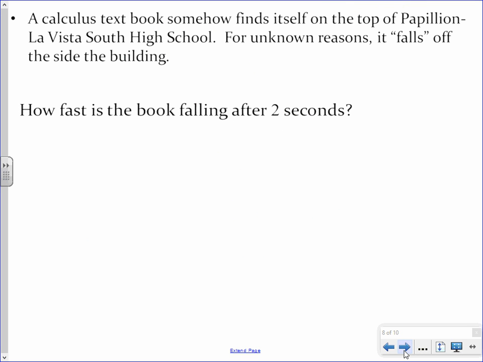A calculus textbook somehow finds itself on top of Papillion La Vista South High School. For unknown reasons, it falls off the side of the building. No one would ever do that with their book, right? Okay. How fast is the book falling after 2 seconds? I would like you to take a few seconds and talk to your pod about how you would go about solving this problem.